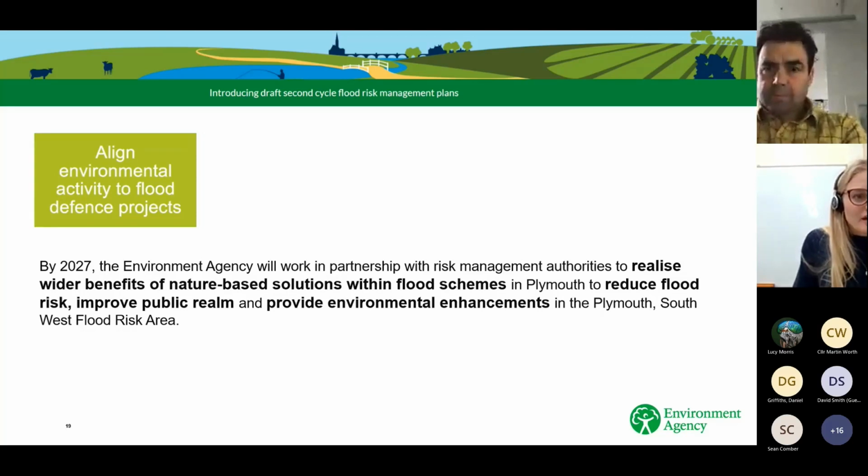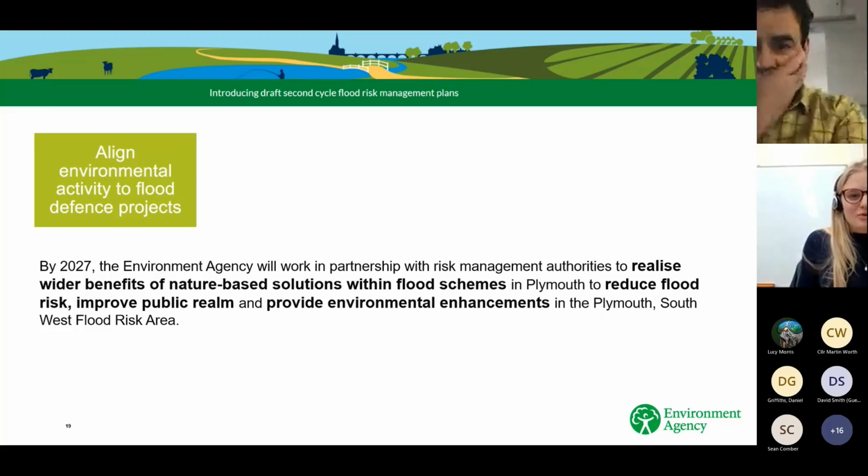And then finally we've got aligning environmental activity to flood defence projects. This is all about all of our measures. Nature-based solutions are one of the priorities. If it is possible, we want to be doing it. So that means further exploring and realising nature-based solutions and how we can incorporate them into our flood risk schemes. This one's a Plymouth flood risk area specific measure.